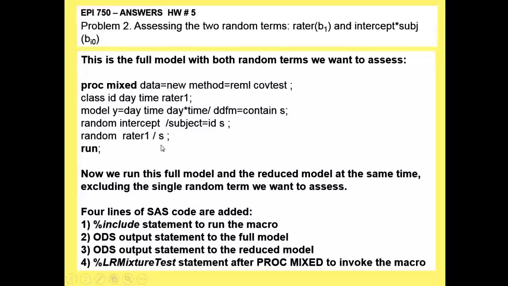Now, by the way, you notice that the DDFM is no longer residual. The reason why it's contain is because we're using random effects. And it's an ANOVA situation with random effects. So that's why we're using contain instead of residual. So now, here's the issue. We've got 2 random effects in this model. What are the 2 random effects? There's a random effect for rater, right?